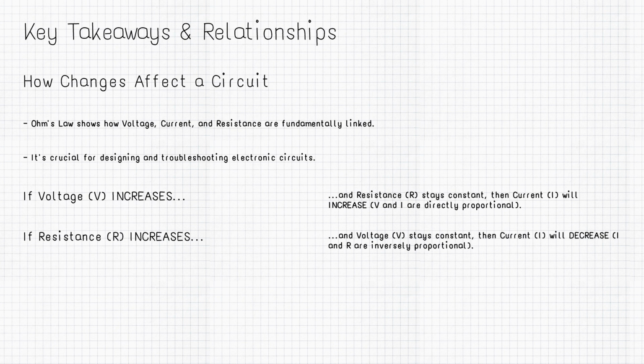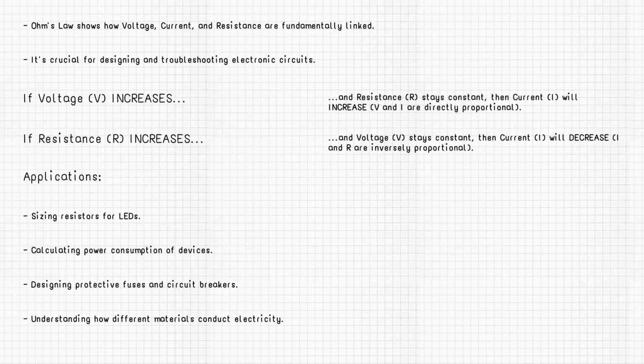Conversely, if the resistance increases while the voltage stays constant, the current will decrease. This illustrates the inverse proportionality between current and resistance. Ohm's law has countless real-world applications across various fields of electrical engineering. It's a foundational tool for many practical tasks. Applications include correctly sizing resistors for components like light-emitting diodes, calculating the power consumption of electrical devices, and designing essential safety features like fuses and circuit breakers. It also helps us understand how different materials conduct electricity.